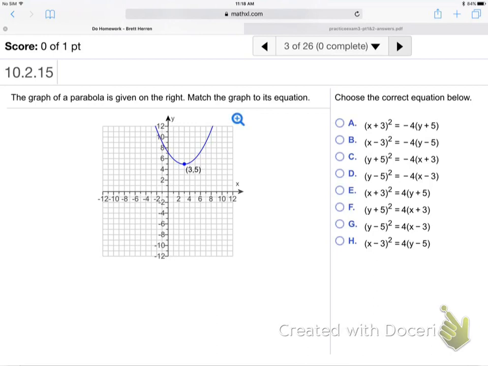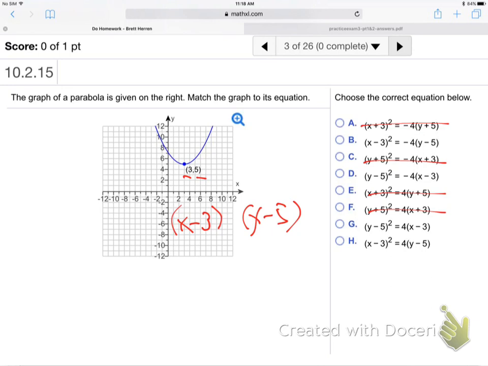Think about the direction. It's going up, right? And then think about the center. It's got to be opposite, opposite, right? So we're looking for x minus 3 and y minus 5, because that's positive 3, positive 5. The equations with the parentheses always have the opposite. So no way. We got rid of those because they don't have minus, minus.